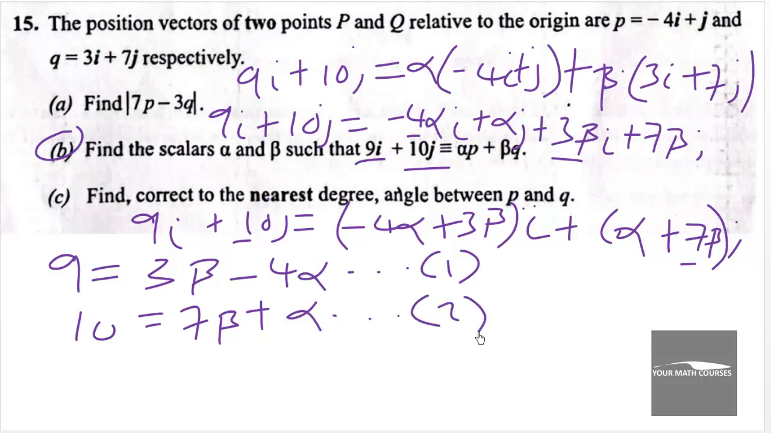So we have two equations that we need to solve simultaneously. I know you remember simultaneous equations, how to solve them. You can use elimination, you can use substitution. So which one do you want us to use? Let's make alpha the subject in the second equation. That will give us alpha is equal to 10 minus 7 beta.